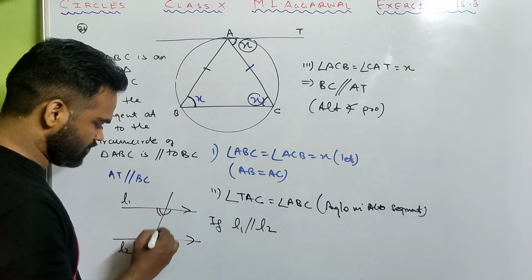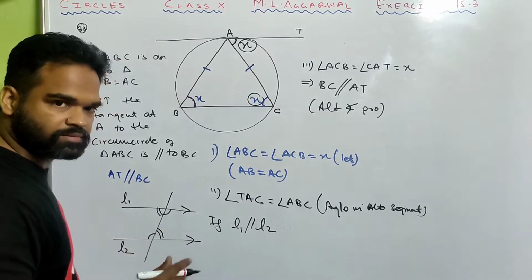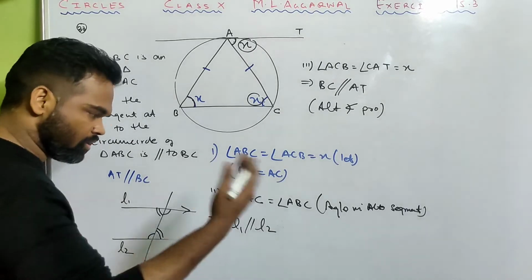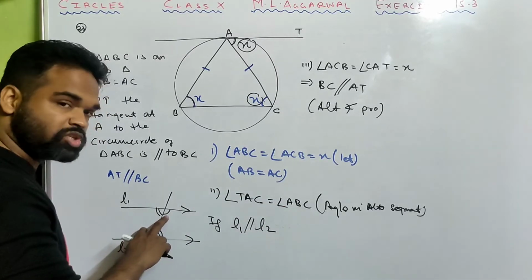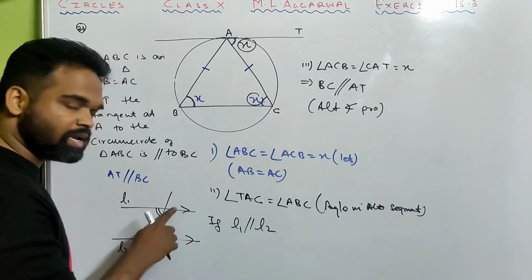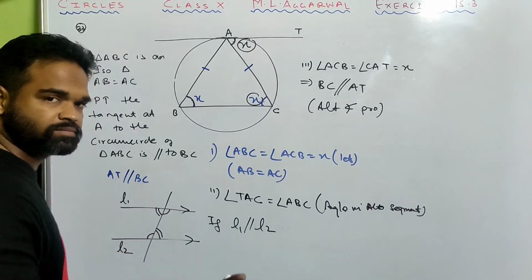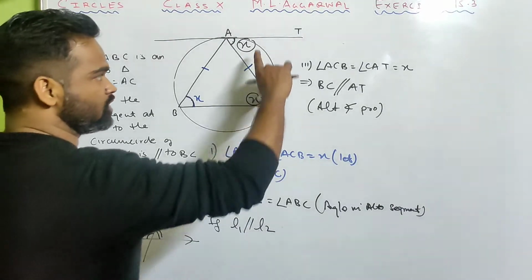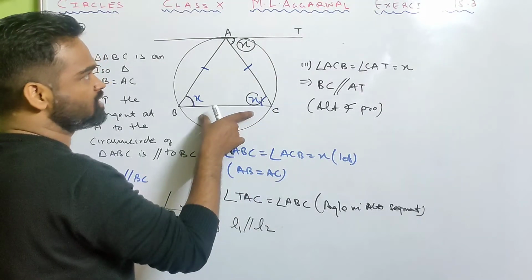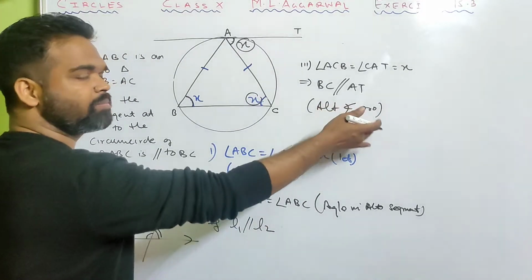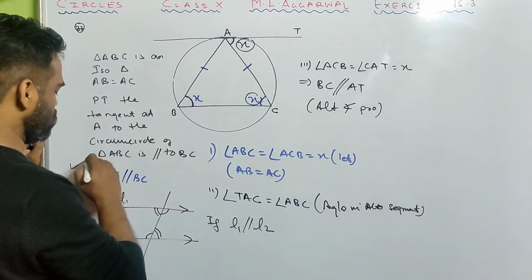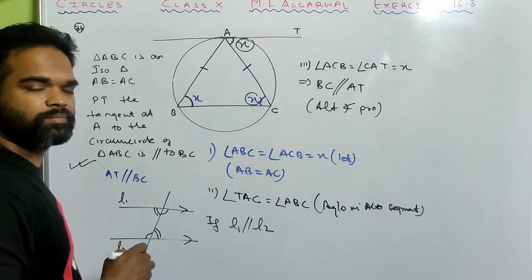And this angle and this angle are equal. Alternate. Yes or no? Now the converse. If these two angles are equal, it simply means L1 and L2 are parallel to each other. The converse. So if these two angles are equal, we can say that BC is parallel to AT by alternate angle property. And that is what we were supposed to prove.